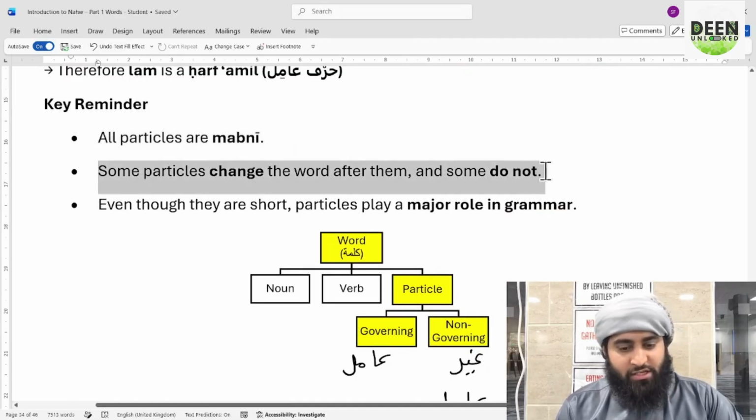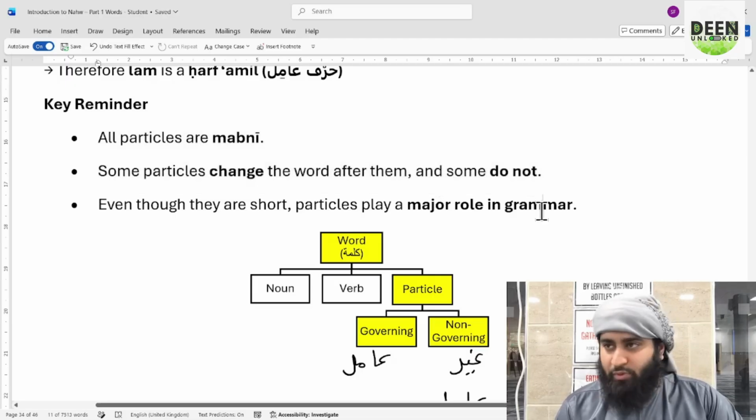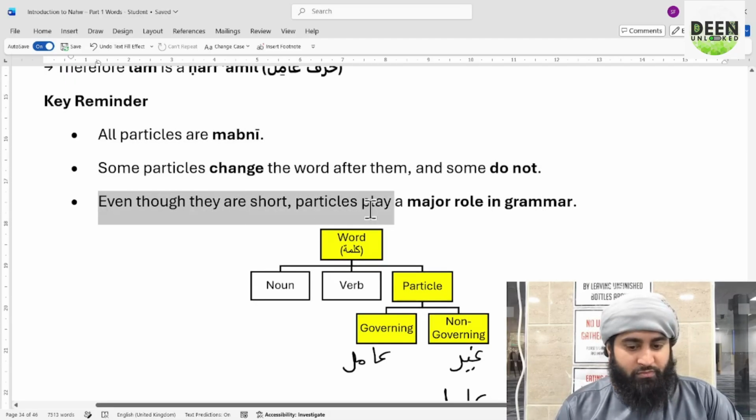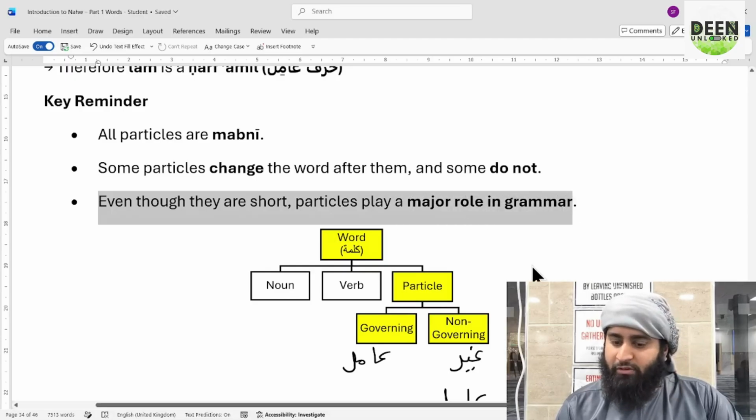Reminder, all particles are mabni, meaning they don't change. Some particles change the word after them and some do not. Even though they are short, particles play a major role in grammar.